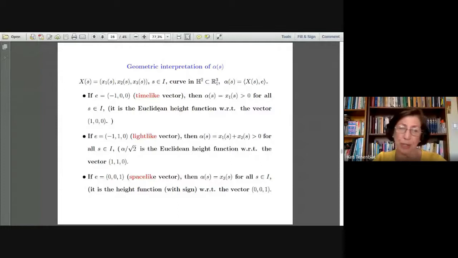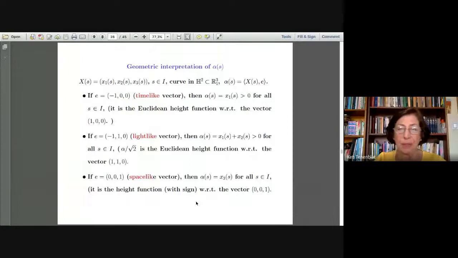If the vector e is a light-like vector, then alpha of s is x1 plus x2, which is positive. And one can see that alpha of s over square root of 2 is the Euclidean height function with respect to the vector (1, 1, 0). And if e is (0, 0, 1), which is the case of the space-like vector, then alpha will be just the third coordinate of the curve. And it's a height function with respect to the vector (0, 0, 1). And this can be positive or negative.